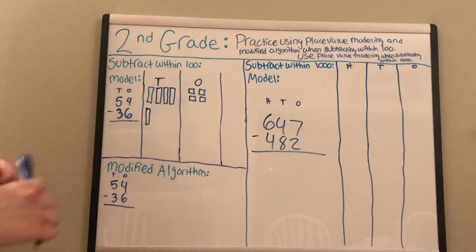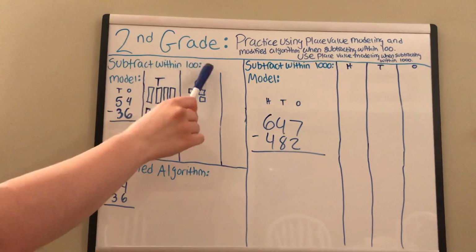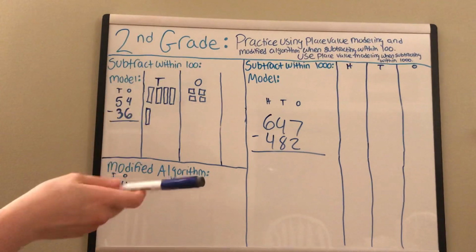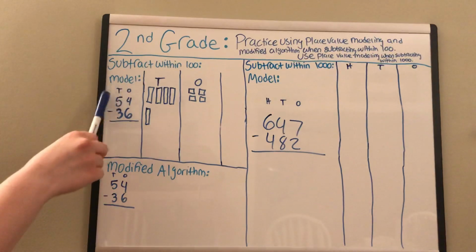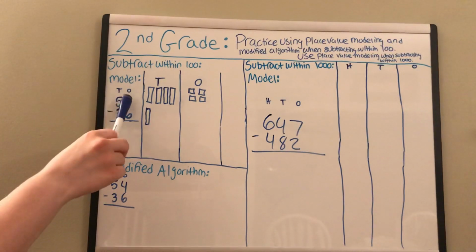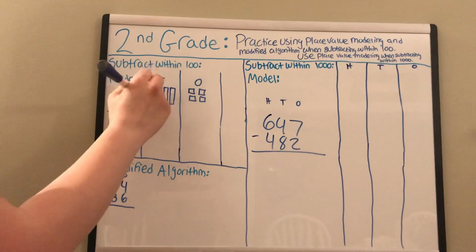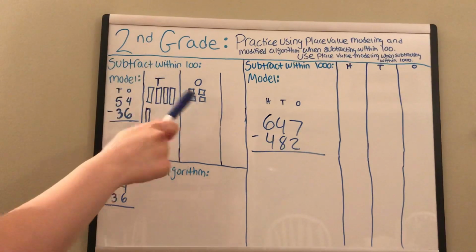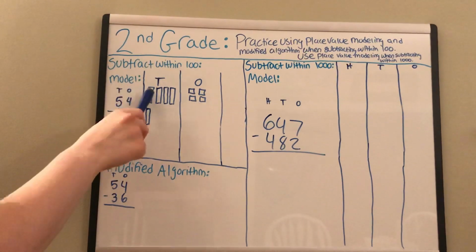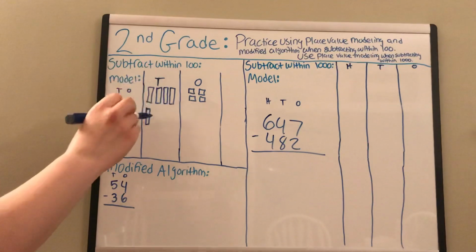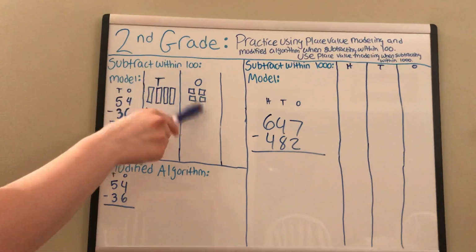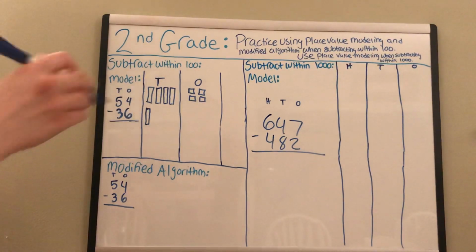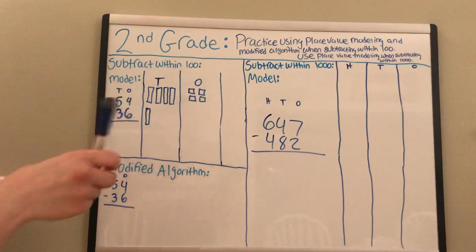So we want students to understand that there is a tens column and a ones column. We also want them to understand that they start with the number on top, so 54. We want them to draw out the tens and the ones. So they would draw out 5 tens, so 5 10 blocks, and 4 ones, 4 1 blocks. And we want them to subtract 36.